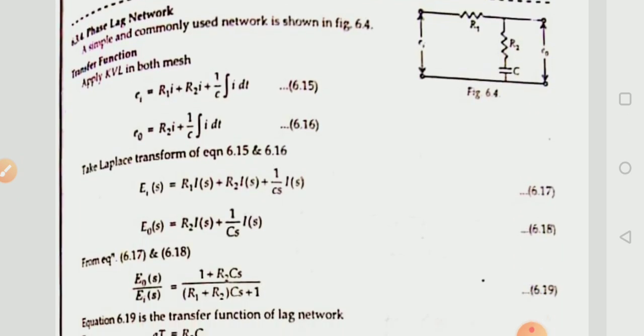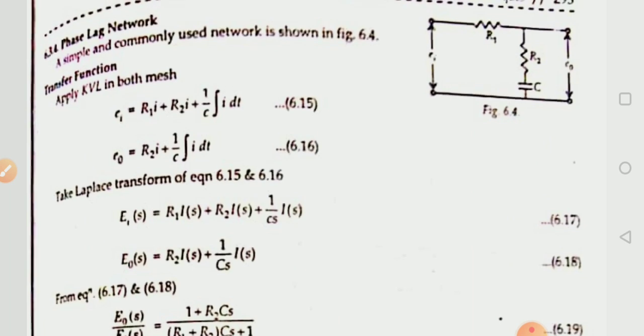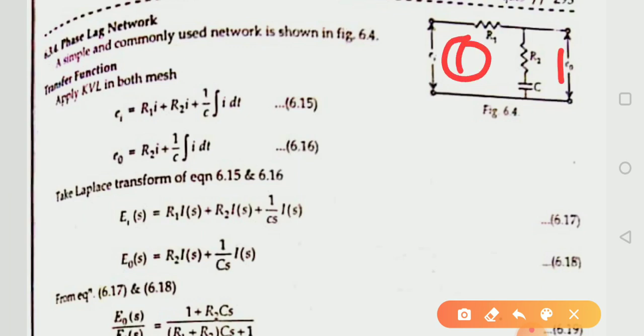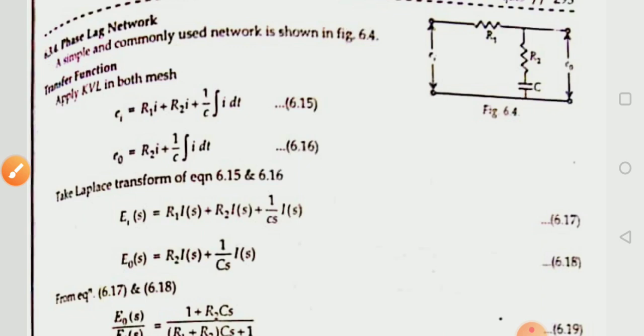Now the second is the phase lag network. Here we have a diagram with resistances R1 and R2 and a capacitor C. The input voltage is e1 and the output voltage is e0, and the current flowing is I. Now we apply KVL in both meshes, mesh number 1 and mesh number 2. For mesh number 1, we write the equation, where the current is I.